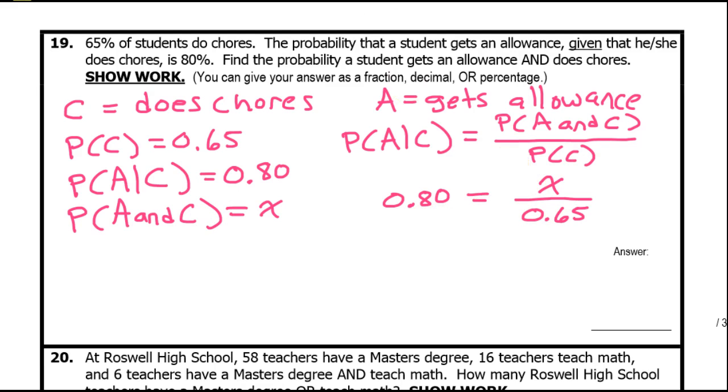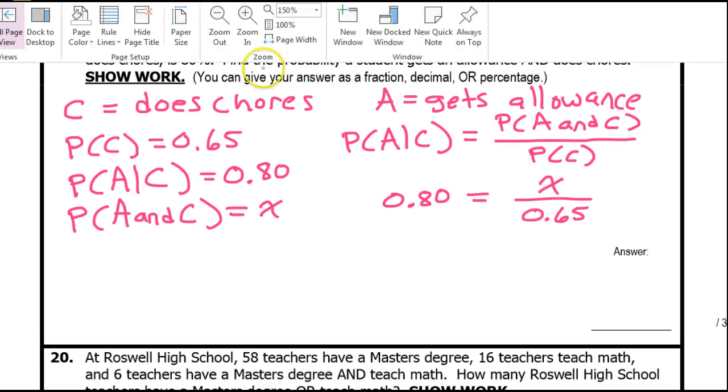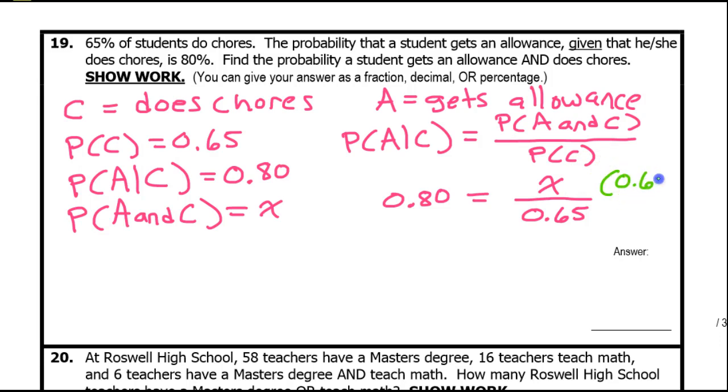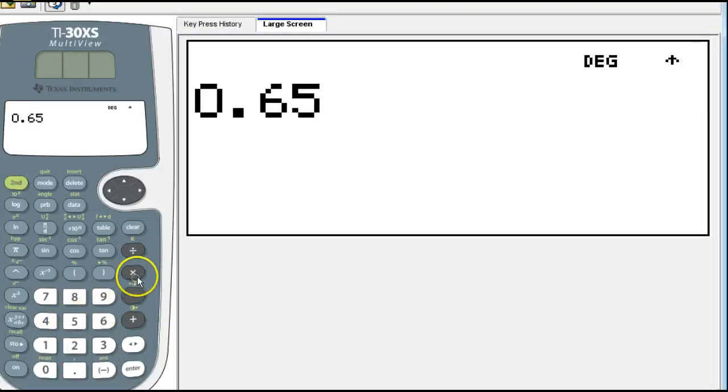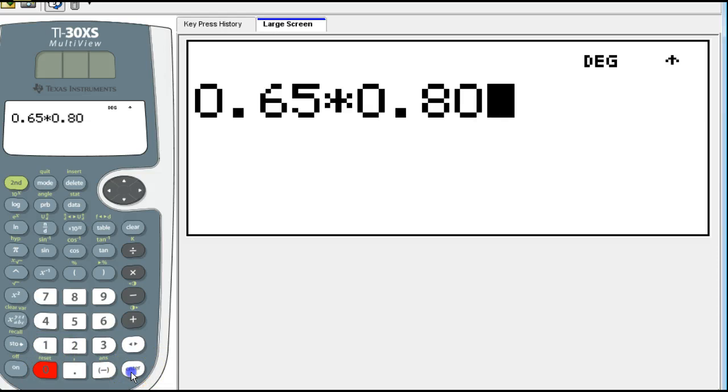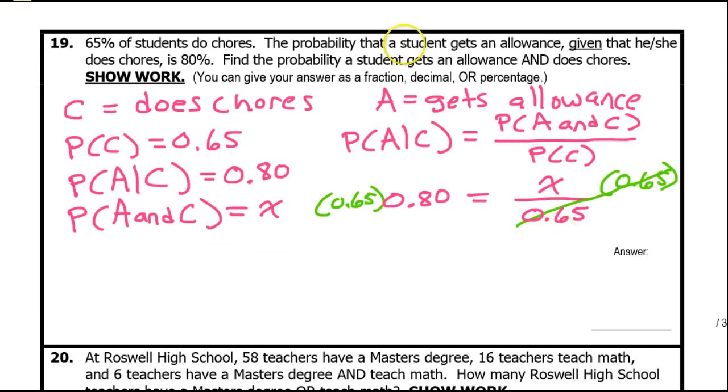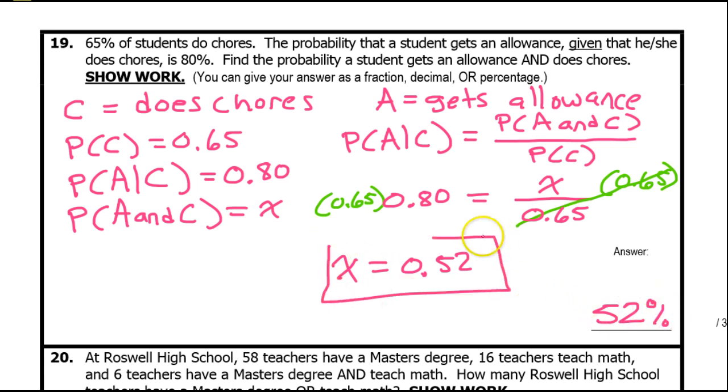I just need to solve for X, and the way I solve for X is by multiplying both sides by 0.65, because that way these will cancel each other out. So this is going to give me the answer. 0.65 times 0.80 is 0.52. So that tells me that X is 0.52. I could either put 0.52 or I could go back to percentages and say 52%. I would accept either.